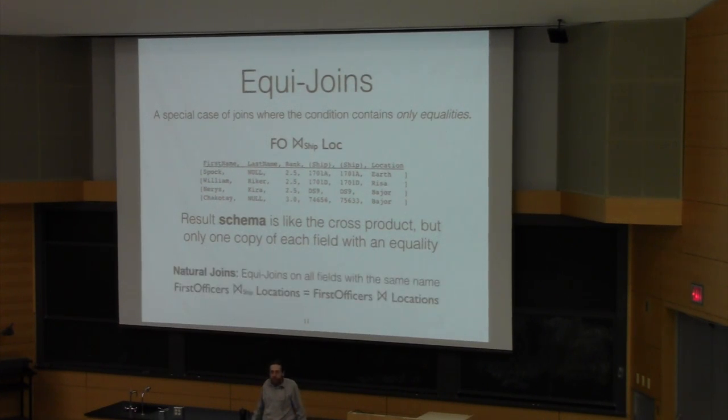And there's yet another slightly more specialized version of this, called a natural join. A natural join is just an equi-join that implicitly pairs up attributes that have the same name. So in this example, we have first officers joined with locations. The ship column appears in both tables, so a natural join would join on equal values for the ship. And again, there's an error here.